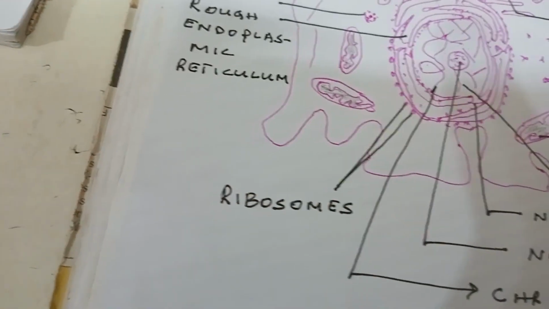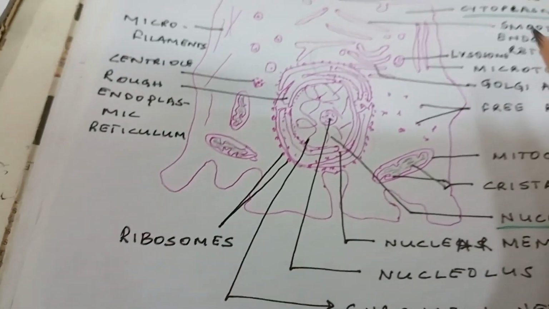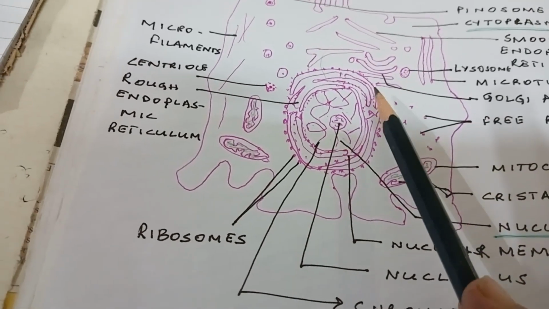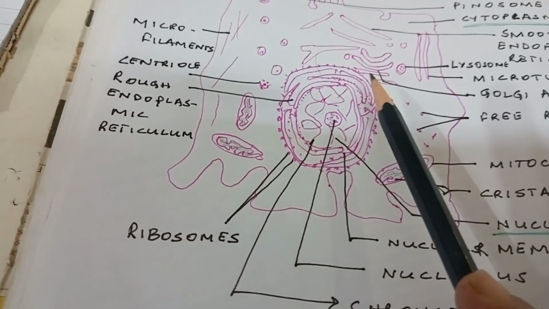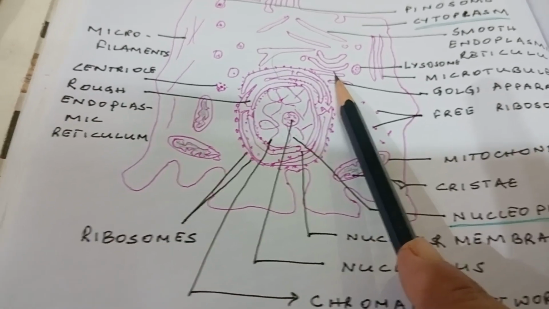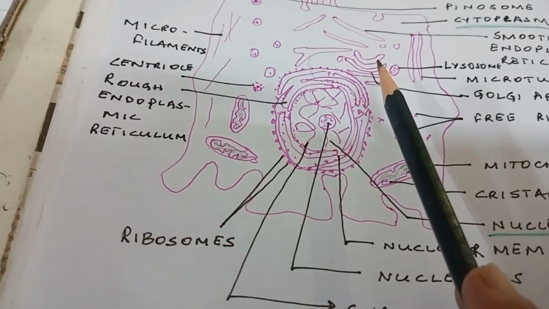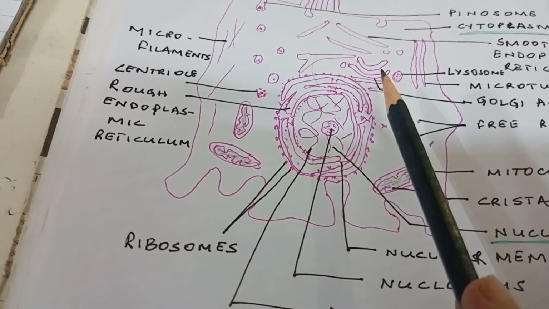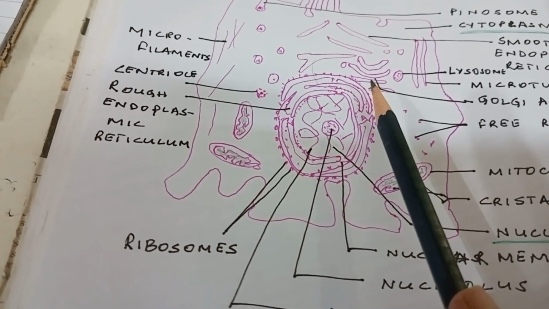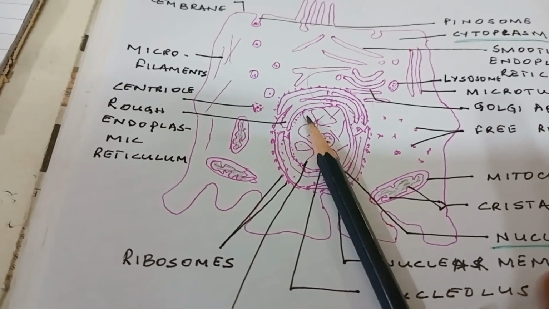The transitional vesicles and the cisternae of the Golgi complex also arise from the endoplasmic reticulum.